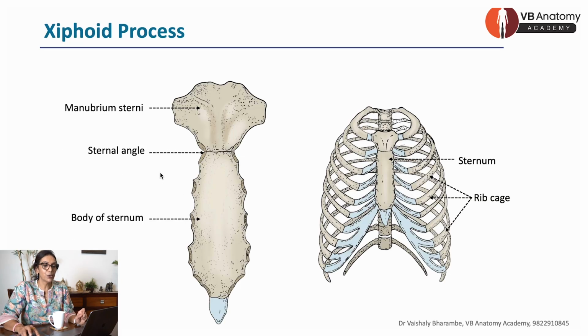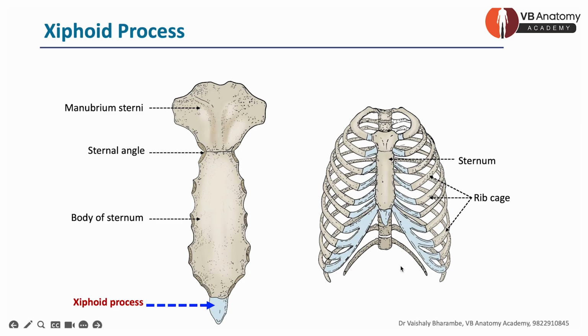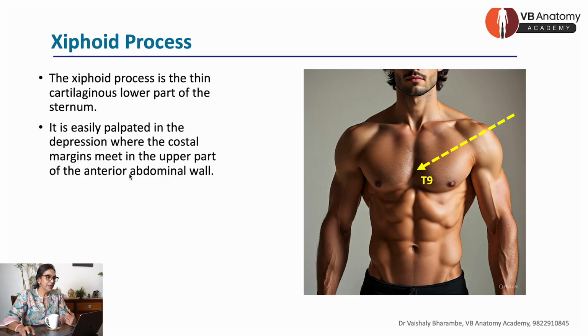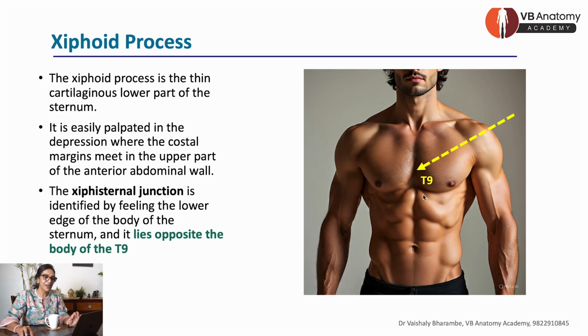Where is your xiphoid process? This is your xiphoid process, articulating with the sternum, forming the xiphisternal joint. So how do you locate it on the body? The xiphoid process is the thin cartilaginous lower part of the sternum, and it's easily palpable. If you feel deep inside, you are able to palpate it at the upper end of the two costal margins. And the xiphisternal joint is found at the level of T9. So below that triangular xiphoid, the joint is at the level of T9. Where do you find it? At the junction of the two costal margins.